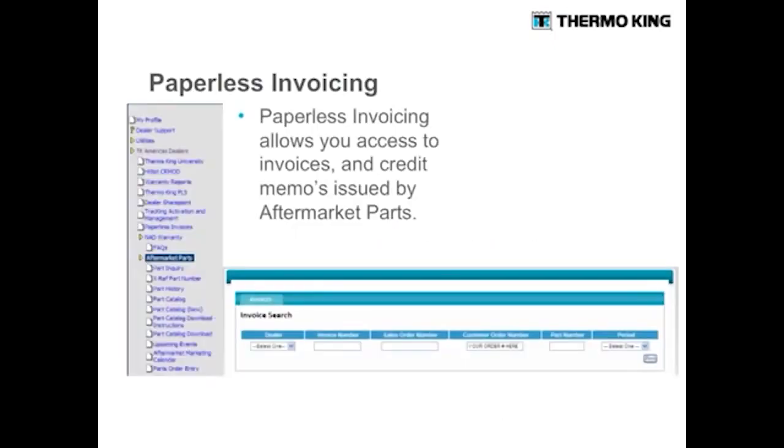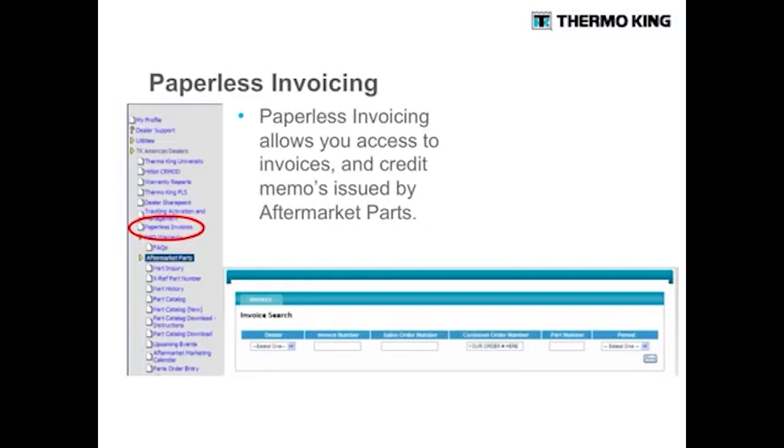Paperless invoicing. Paperless invoicing provides you access to invoices, part return credits, and core return credits issued by the Aftermarket Parts Department. The site offers a variety of ways to search for your invoices. Probably the easiest way for you to search will be by your PO number.